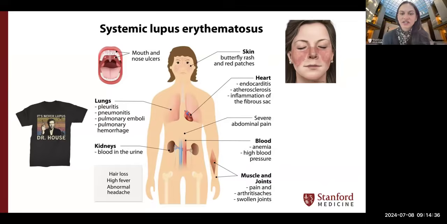The top right picture is a specific rash called a malar rash. It looks like a butterfly. That's a sign of lupus that sometimes we see.